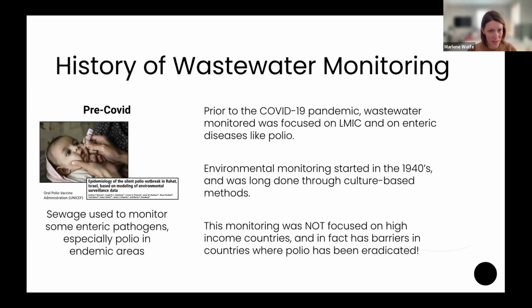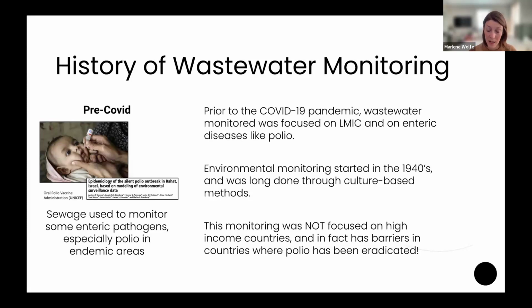The basic history of wastewater monitoring, I think, is important to look to because prior to the COVID pandemic, wastewater monitoring was focused on low and middle income countries and on enteric diseases like polio. This started in the 1940s and has long been done mostly through culture-based methods. So quite different than a lot of what we're talking about when we talk about this sort of new renaissance of wastewater monitoring. That monitoring was not focused on high-income countries and in fact has barriers in countries where polio has been eradicated.